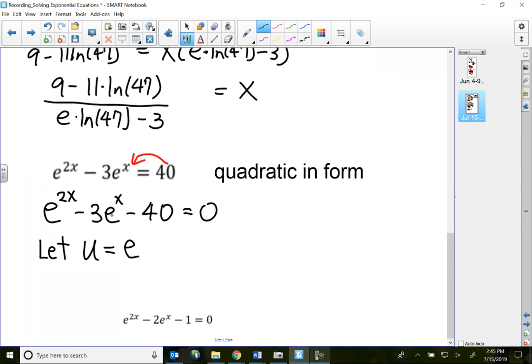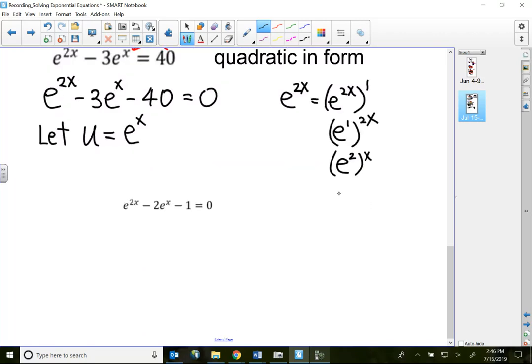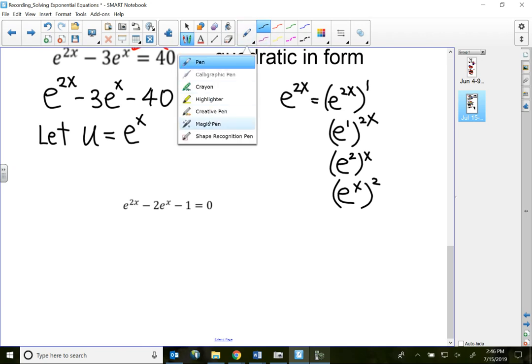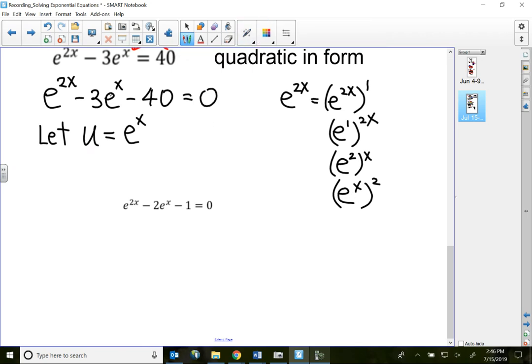I'm going to use e to the x as another variable because, check this out, e to the 2x can be rewritten as e to the 2x whole thing to the first. It can be rewritten as e to the first whole thing to the 2x power. It can be rewritten as e to the second whole thing to the x. This is all power rule. Or I can write it as e to the x whole thing squared. If I see it this way, that means every e to the x I see represents a u.